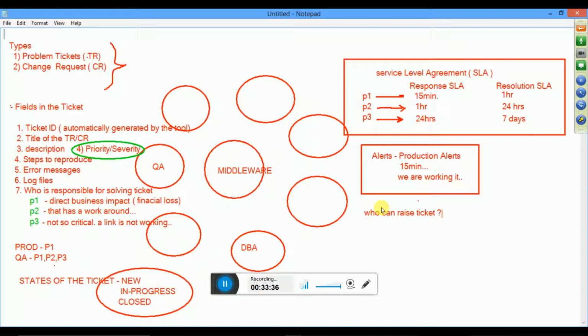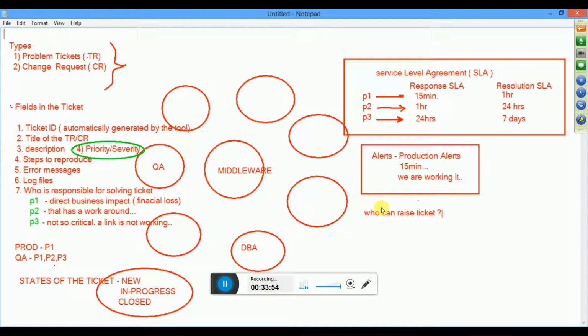All these things can be seen. So each team's performance can be actually seen by the total amount of time they are spending. Let's say the middleware team, whenever somebody, let's say the Unix team, raises a ticket and they are taking 3 days to solve the ticket.